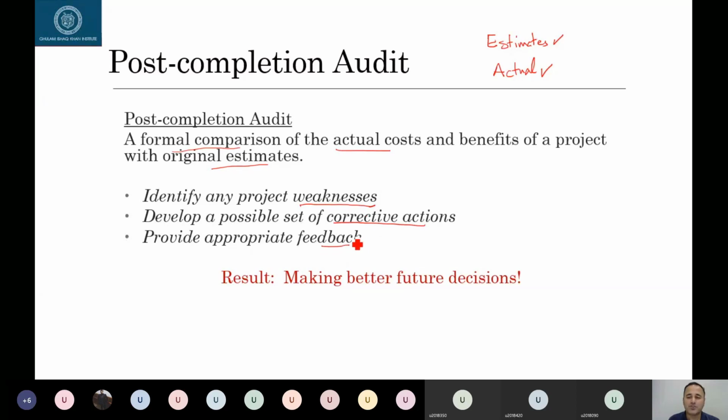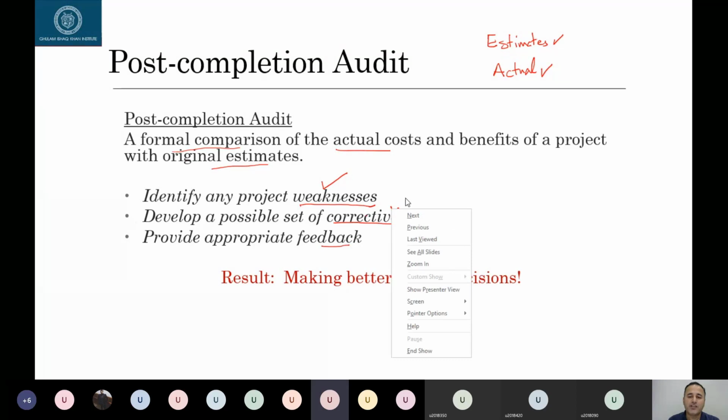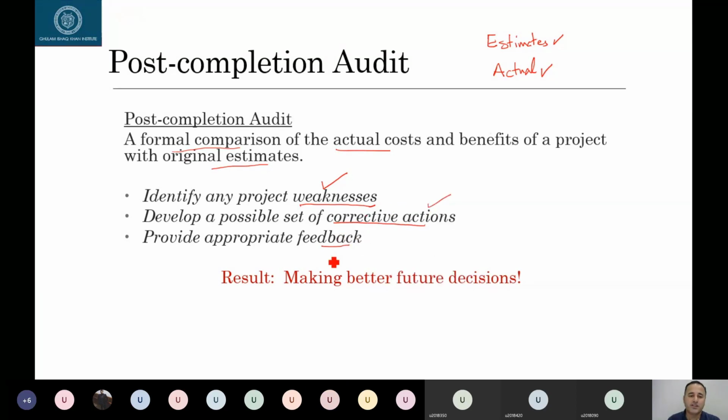It's a feedback mechanism. Just like I always tell you that at the end of my lecture, please give me your feedback. With every lecture, of course, you have certain expectations. And then once you see the lecture, there may be a positive gap or a negative gap. If there is a negative gap, I use that feedback and then try to improve my future lectures. So post-completion audit is important because it helps you identify the weaknesses, and then you can take corrective measures, and it's a feedback mechanism. Overall, the whole post-completion audit helps you make better future decisions.